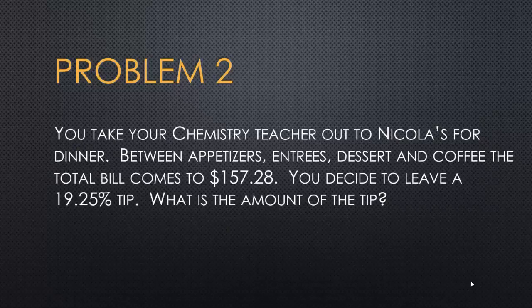Let's try another problem. You decide to take your chemistry teacher out for a fancy meal. The total meal comes to $157.28. The service was almost impeccable, so you decide to leave a 19.25% tip. What's the amount of the tip? And you cannot use the tip calculator on your phone. Your phone is broken. Stop, do the calculations, come back and see if you get the correct answer. Go. The correct answer is $30.28.